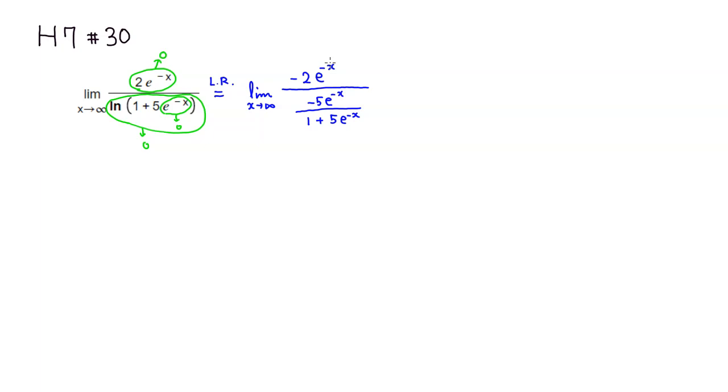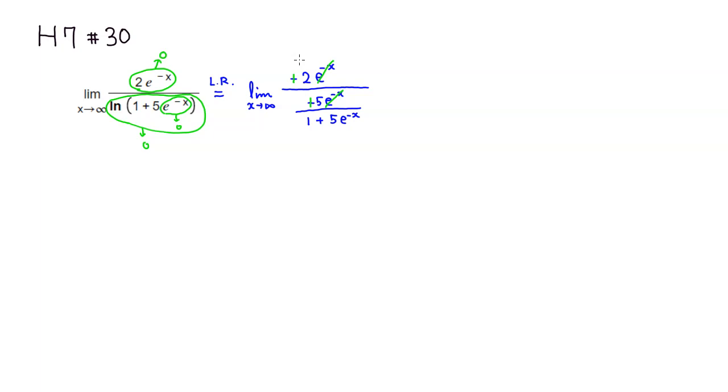Then try to simplify as much as possible. You can see that there's an e to the negative x on top and an e to the negative x on the bottom, so we can get rid of that. And you also have a negative sign, which you can turn into a positive sign because you can cancel them out.